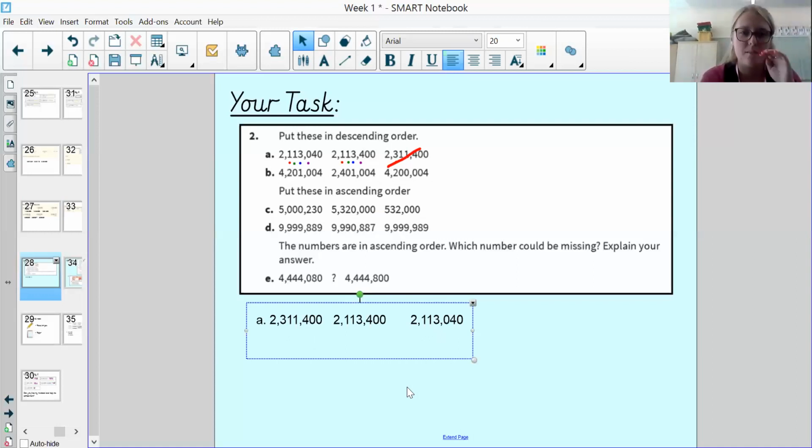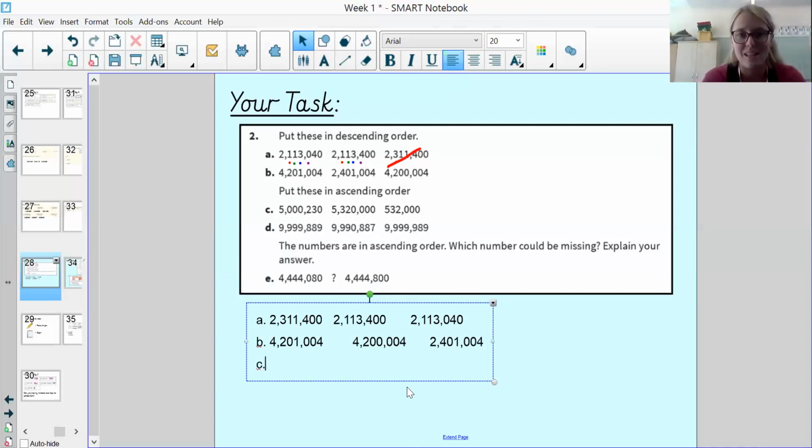Okay, so that's question A. Question B, I'm not going to talk through in quite as much detail. I'm just going to fill in the answer for you. So our largest number, so remember descending order, would be 4,201,004. Next number would be 4,200,004. And the last one in order would be 2,401,004.